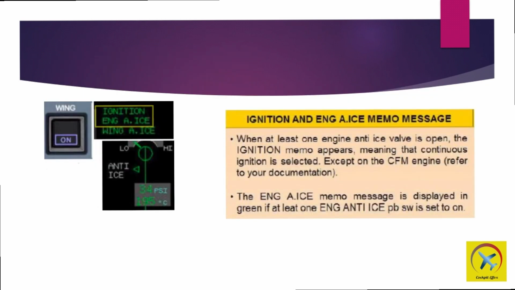On the upper ECAM page, when at least one engine anti-ice valve is open, the IGNITION memo appears, meaning that continuous ignition is selected depending on which engine is installed. Whereas the engine anti-ice memo message is displayed in green if at least one engine anti-ice push-button switch is set to ON.